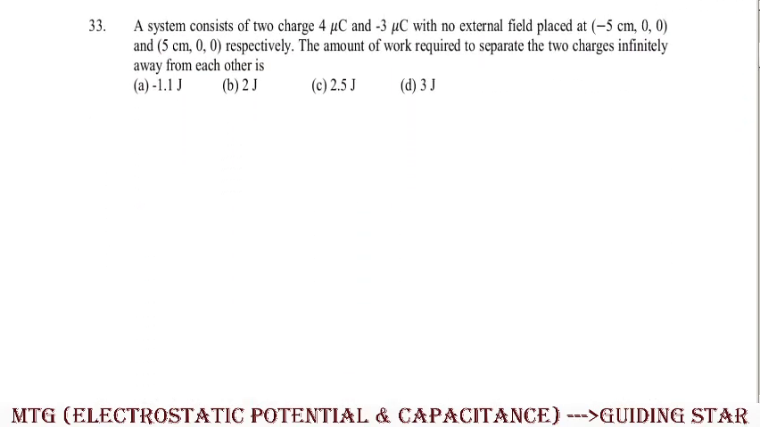Next, in question number 33 of MTG fingertips: a system consists of two charges, 4 microcoulomb and minus 3 microcoulomb, with no external field, placed at minus 5 centimeter and 5 centimeter respectively. The amount of work required to separate the two charges infinitely away from each other. So here it is asking about a system.